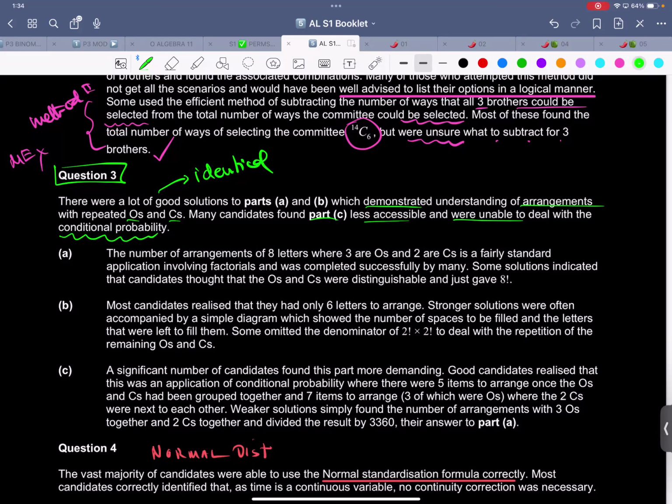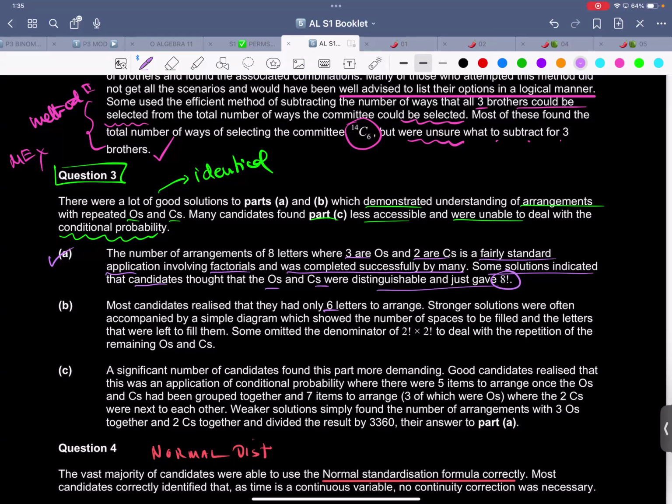The first part says the number of arrangements of 8 letters with 3 O's and 2 C's is a fairly standard application involving factorial and was completed successfully by many. Some solutions indicated the candidates thought the O's and the C's were distinguishable and just gave 8 factorial. That means they forgot to consider that these are identical. Most candidates realized that they had only 6 letters to arrange.